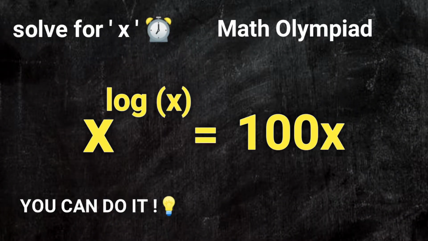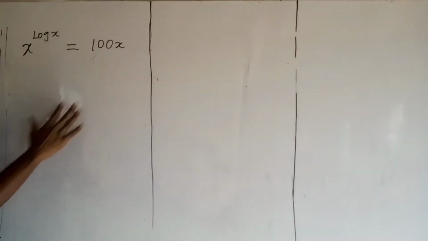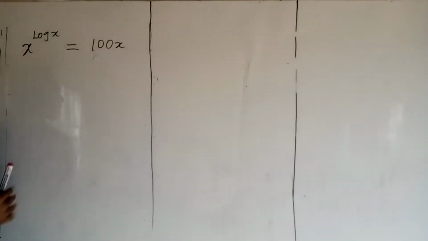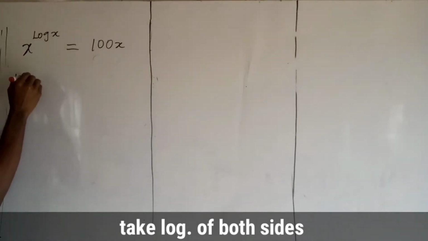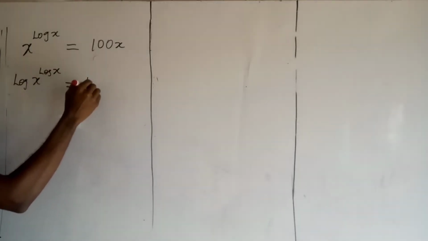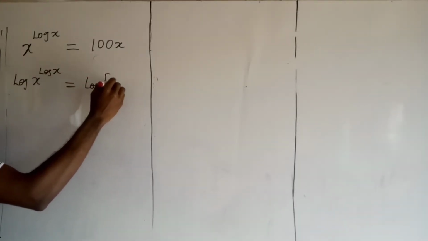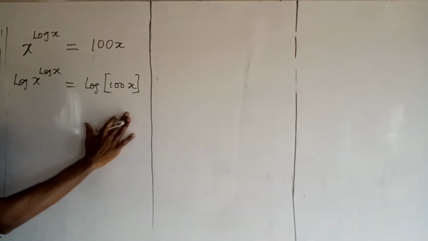Okay viewers, when I have a question like this, we have so many approaches to this question, but I think this one I want to show you right now will look a little bit easy for you. So stay with me. The first thing I want to do is to take logarithm of both sides. So I have log x^(log x) is equal to log 100x. Yes, so this is the first thing I want us to do.